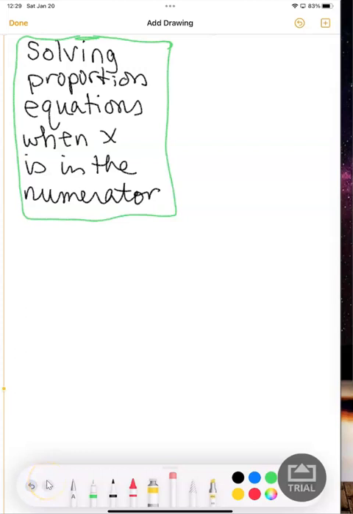Here's a demonstration on how you can solve proportion equations. And remember, an equation is a math sentence with an equal sign in it. So you have to have an equal sign in it. How to solve proportion equations when x is in the numerator. So here are some steps that you can do. Let's give ourselves a problem.